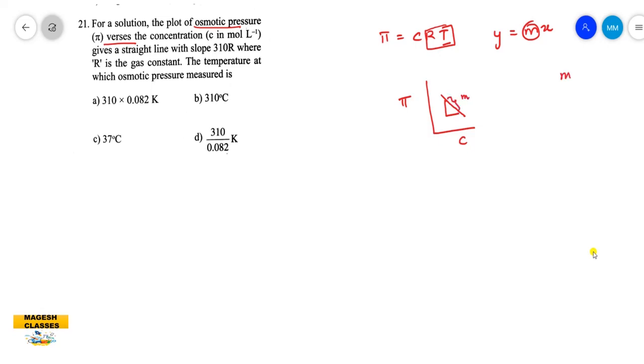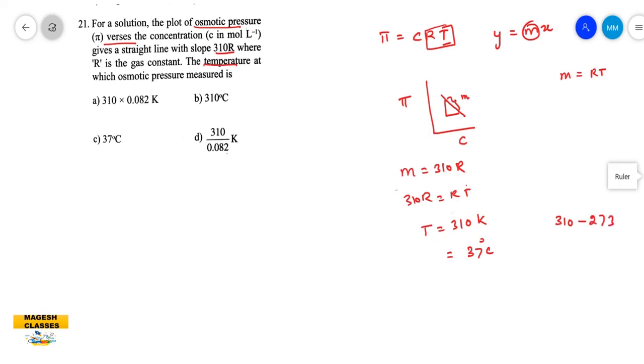So the slope m is given, it is 310 R. So 310 R is equal to R into T. So T is equal to 310 Kelvin. In Celsius form, it is 37 degrees Celsius, because Celsius is obtained by 310 minus 273. 310 Kelvin minus 273, it will be 37 degrees Celsius. Our answer is C.